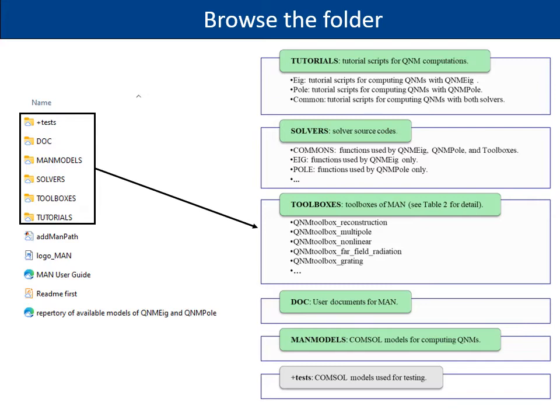In the MAN models folder, we have more than 30 COMSOL models, which are used by the two QM solvers, QM-PO and QM-Add, for computing the quasi-normal modes. You can check the geometry and material parameters of your system of concern by clicking these models.